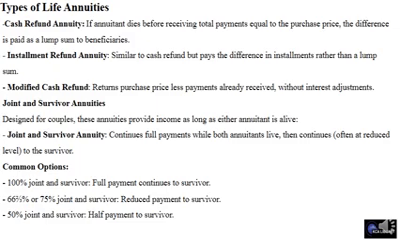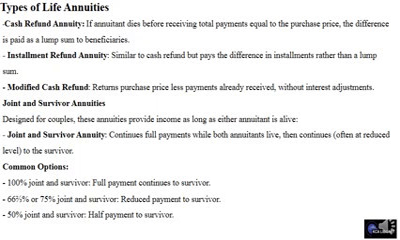We have the installment refund annuity, similar to cash refund but it pays the difference in installments rather than a lump sum. Also we have the modified cash refund, which returns the purchase price less payments already received, without interest adjustment. Another is the joint and survivor annuity, designed for couples. This annuity provides income as long as either annuitant is alive.